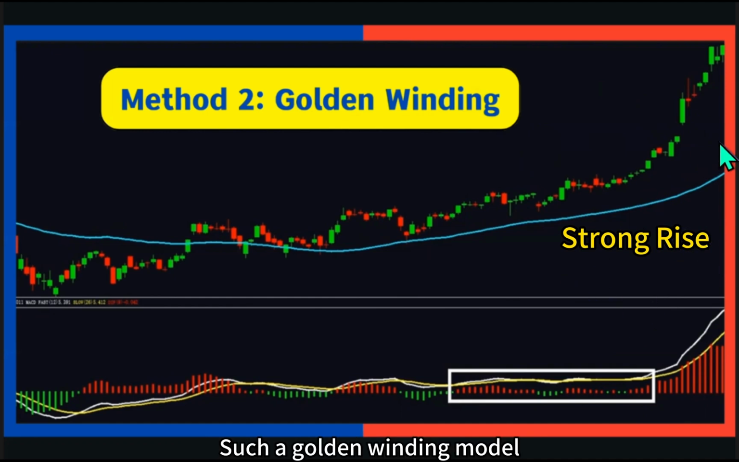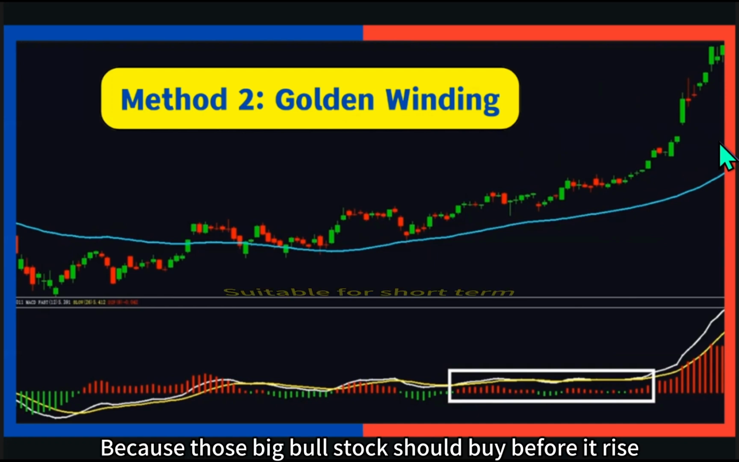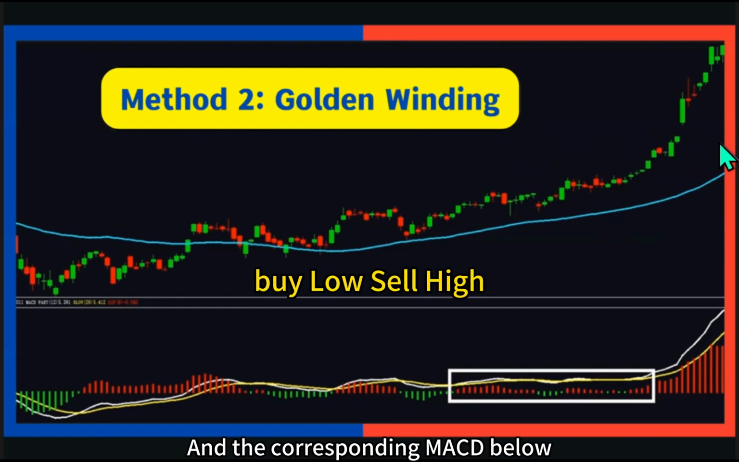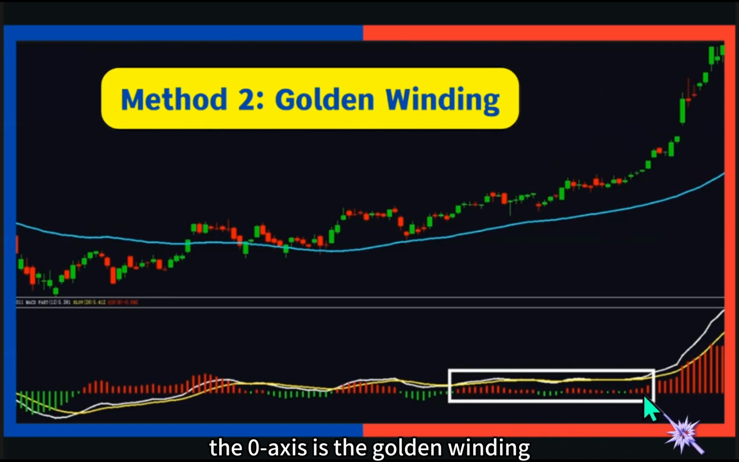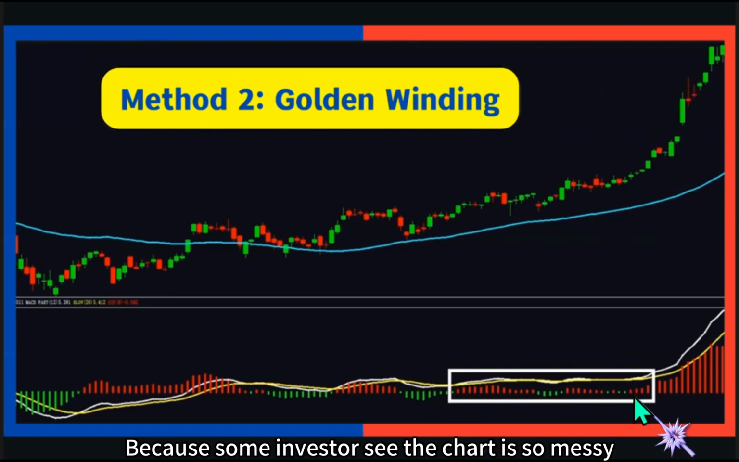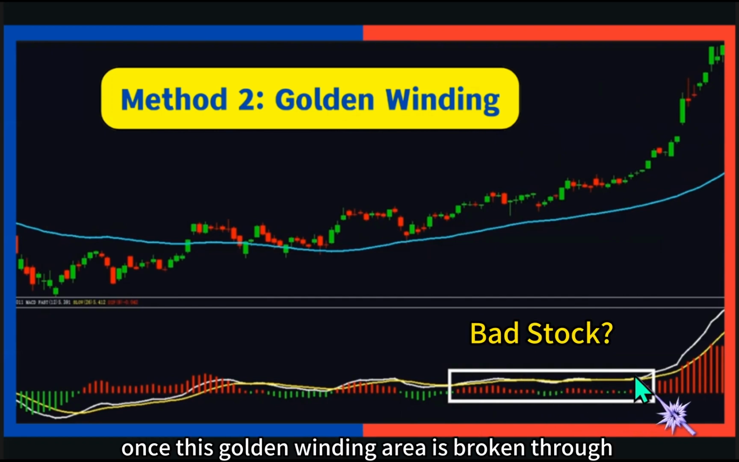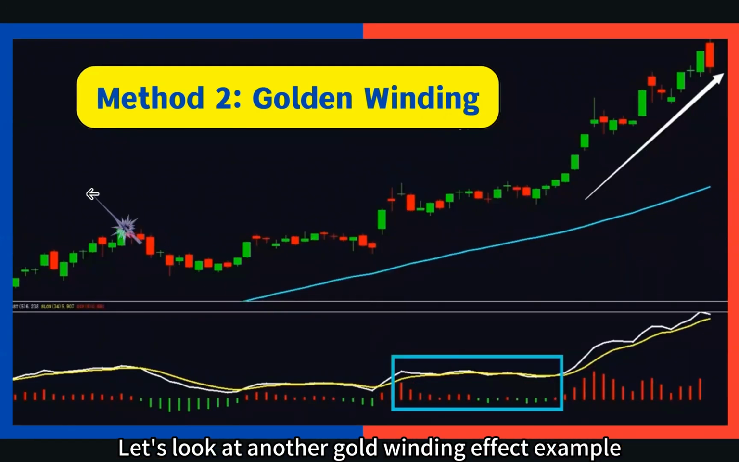Such a golden winding model is suitable for investors doing short-term speculation, because those big bull stocks should be bought before they rise, getting out of this volatile and slightly upward trend, and the corresponding MACD below will form a relatively close area above the zero axis, which is the golden winding. Some investors see the chart is so messy and think it is a bad stock, but this is just the surface. Once this golden winding area is broken through, there is a strong rise. Let's look at another gold winding example.